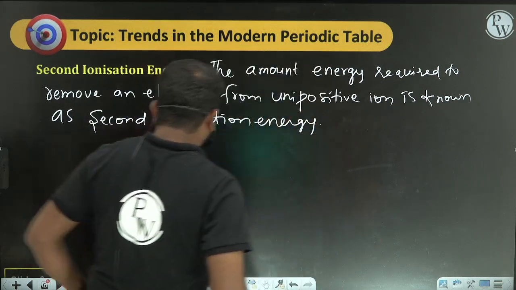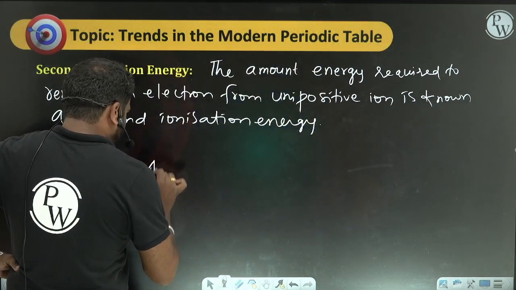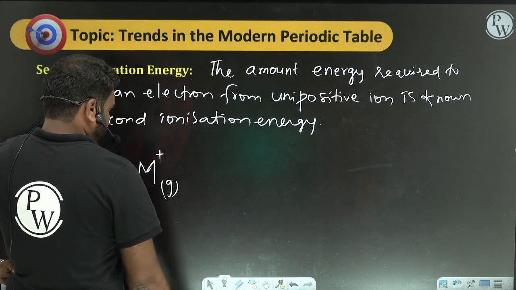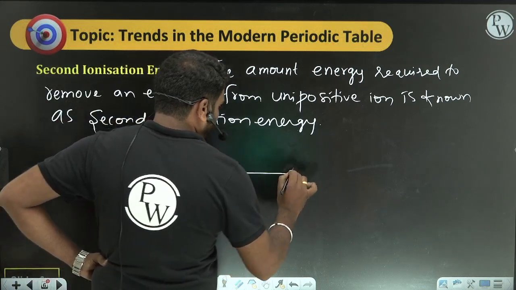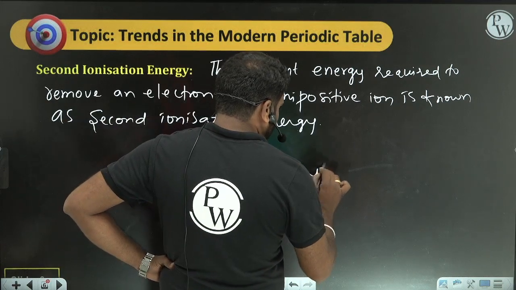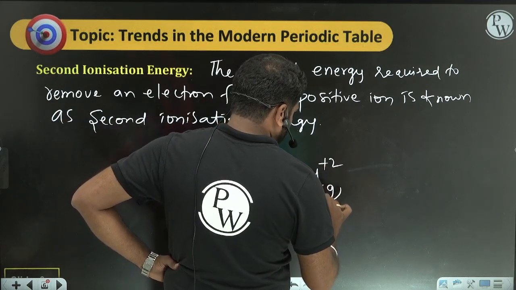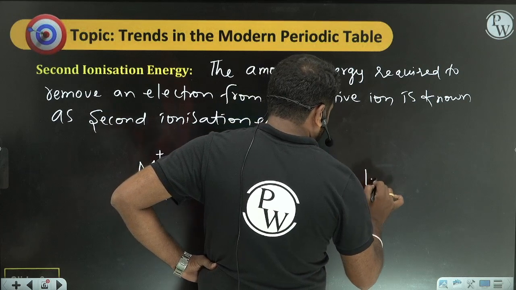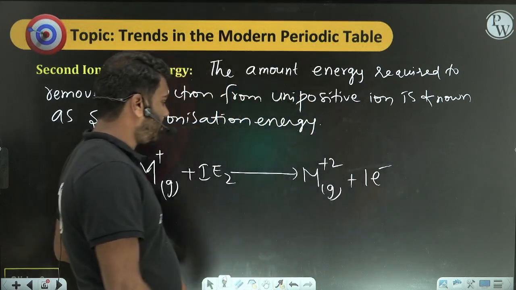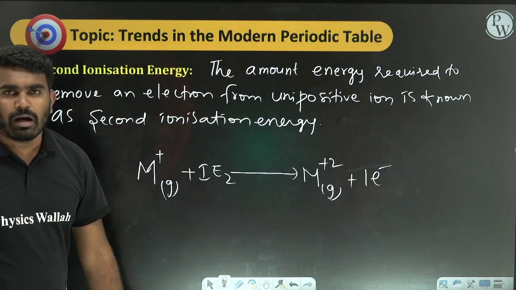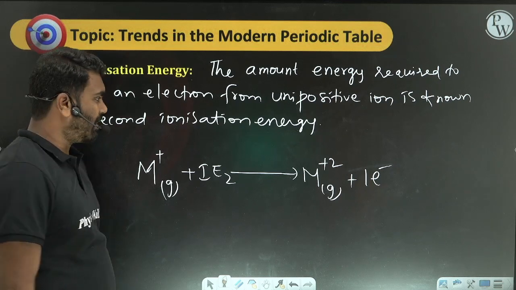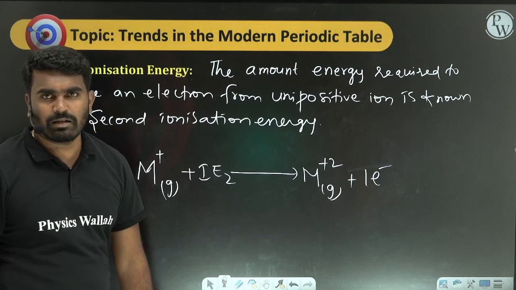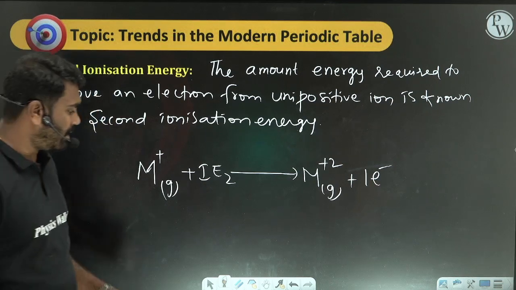Right? So current manaki unipositive ion endi beta, idi kada M plus is a unipositive ion. Okay, so here second ionization energy is IE2. So what it will form? It will form di positive ion right now. Unipositive nunchi di positive vachindi. So one more electron is removed from the isolated neutral gaseous atom. Okay. So that is said to be what beta? Second ionization energy.